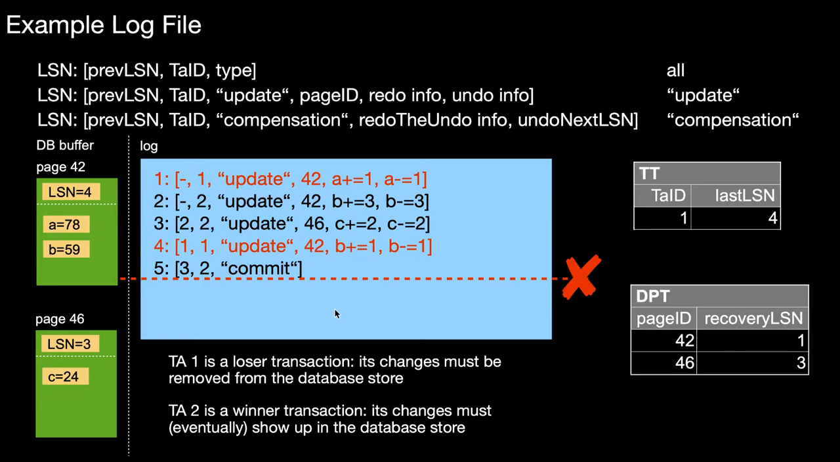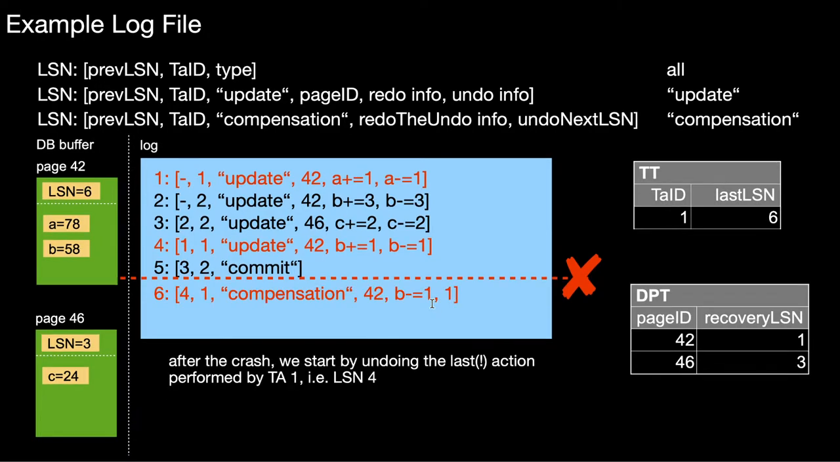And now what? What you have to do is the changes done by transaction one have to be removed. So what the algorithm does is it compensates, it writes out the information about that change. It does that in backward order. So the first change that has to be undone is this one. This has to be undone first, and you see it here. The compensation log record is written.